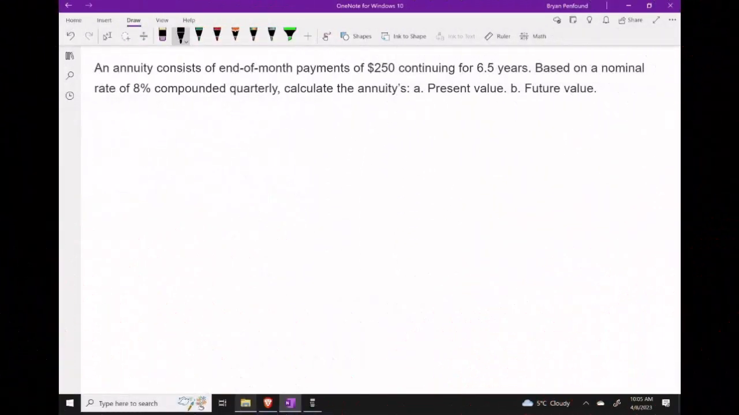An annuity consists of end-of-month payments of $250 continuing for 6.5 years. Based on a nominal rate of 8% compounded quarterly, let's calculate the annuity's present value as well as its future value.